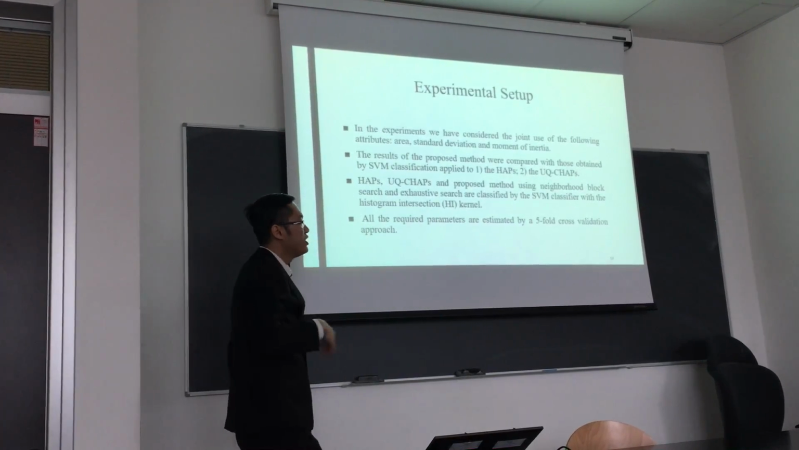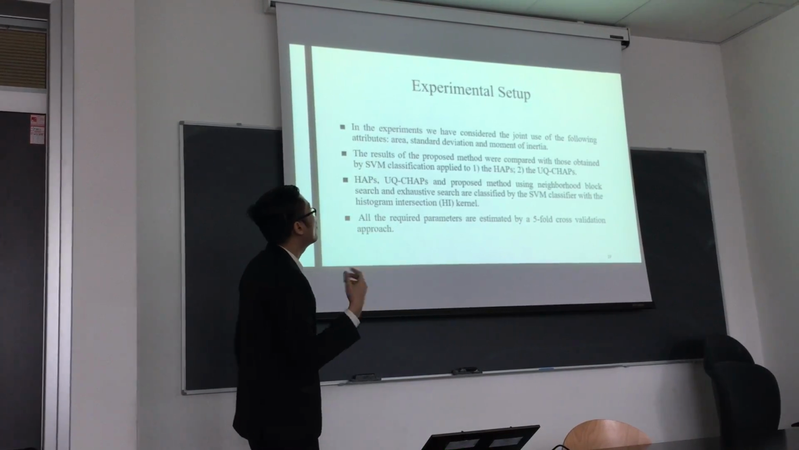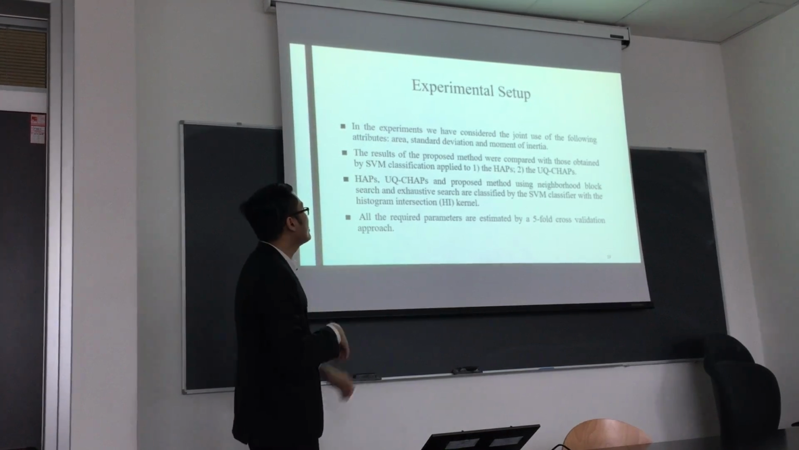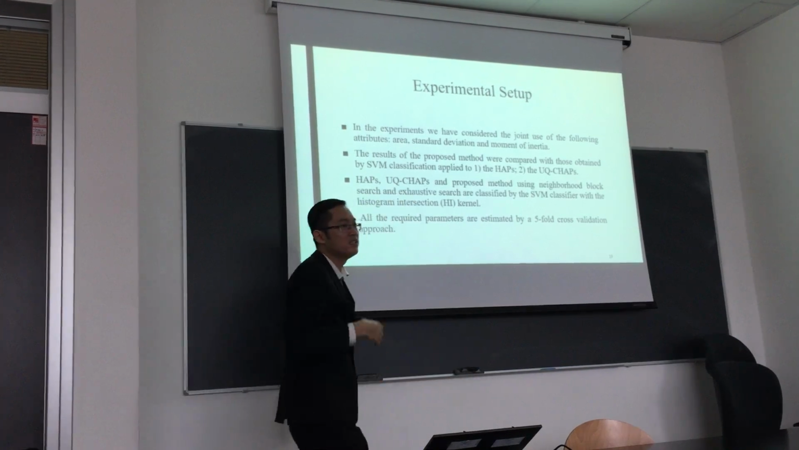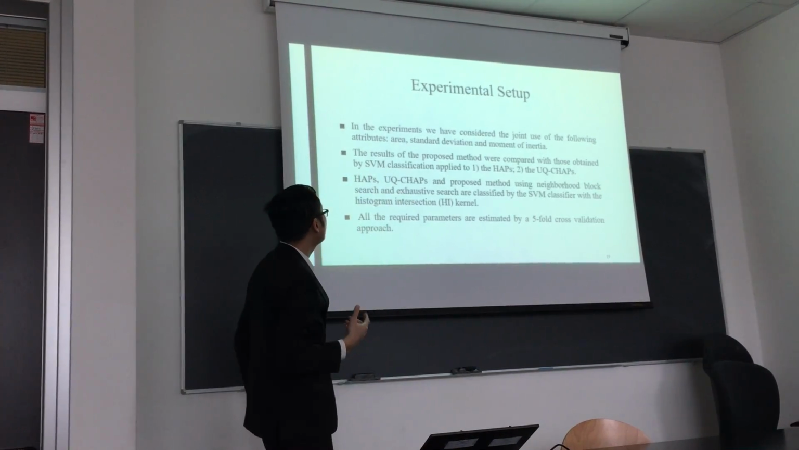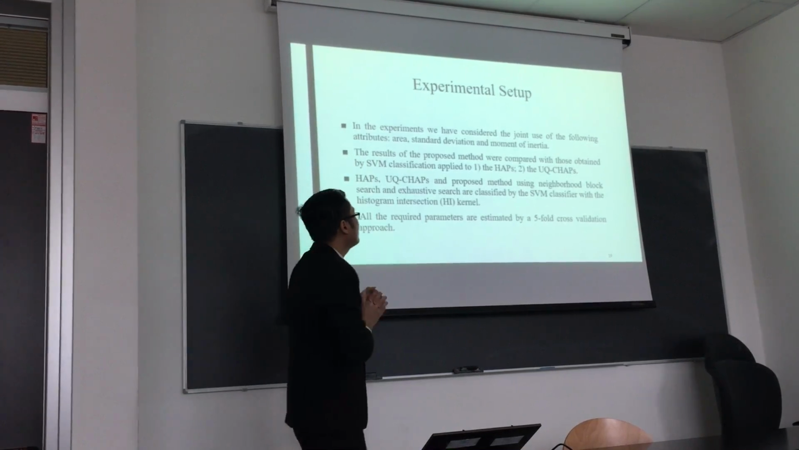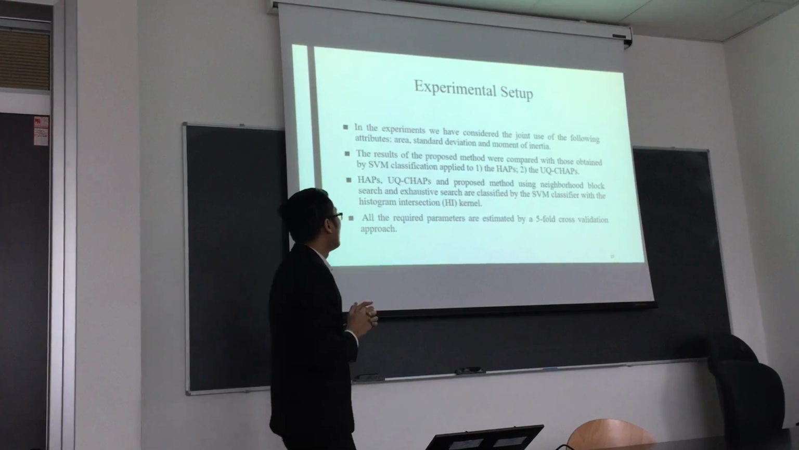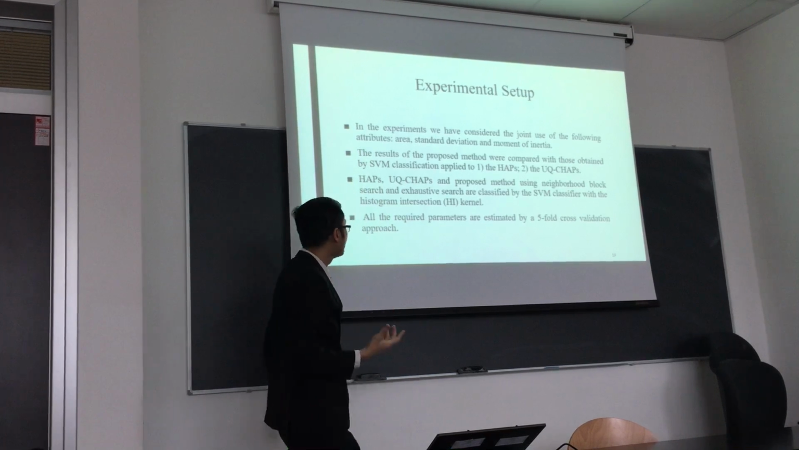In order to use the attribute profile, I use area, standard deviation, and moment of inertia attribute filters. The result will be compared with the original histogram attribute profile and the uniform quantization based compressed histogram attribute profile. I'm using a support vector machine with a histogram intersection kernel, using a five-fold cross validation approach.